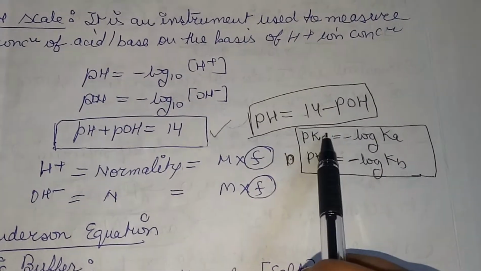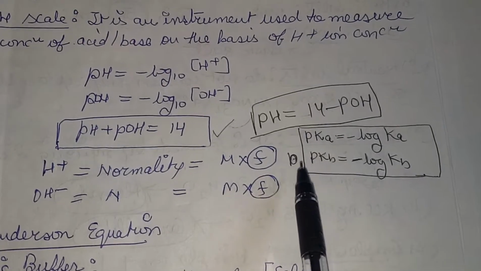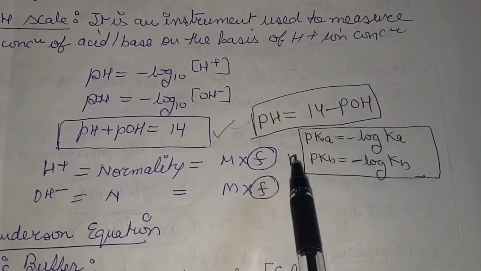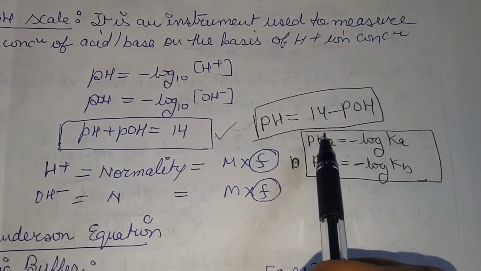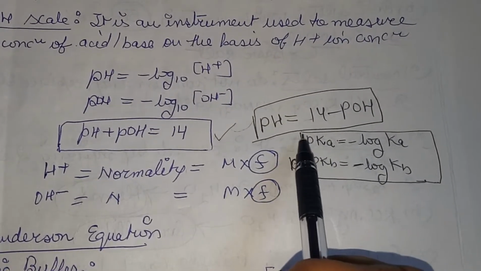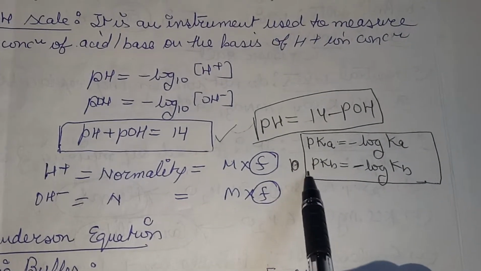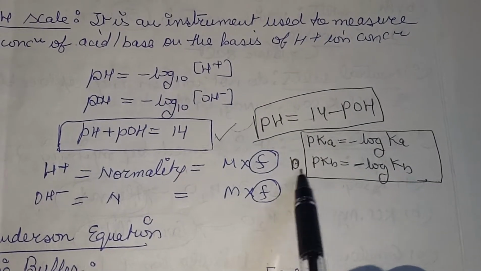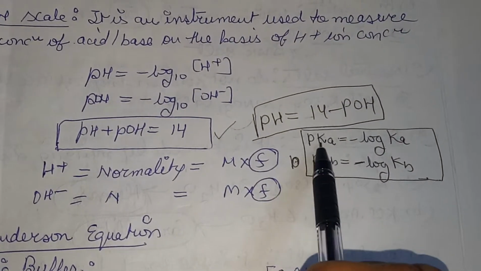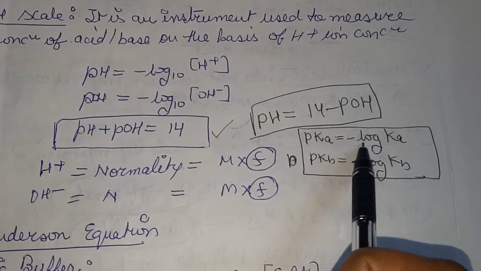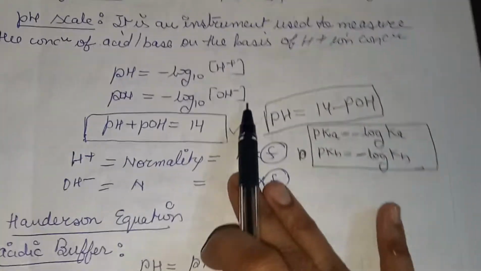pKa is for conjugate acid and conjugate base. What are conjugate acid and conjugate base? The conjugate base is the part that is formed after removal of H ion, and the part that is formed after addition of proton or H ion is known as the conjugate acid. Conjugate base is the part left after removal of a proton. So pKa equals minus log Ka, and pKb equals minus log Kb.